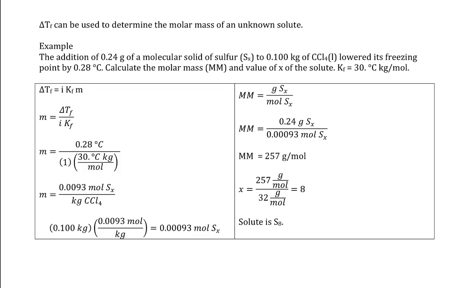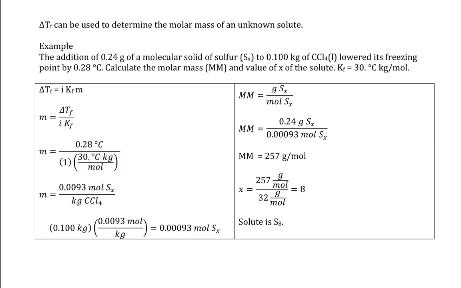So let's do that. So we solve for M, that's delta T sub F over I K sub F. We have 0.28 degrees Celsius over 1 over 30 degrees Celsius kilograms per mole. Our units come out to be moles per kilogram, and the number is 0.0093. So we have the molality is 0.0093 moles Sx per kilogram of CCl4.